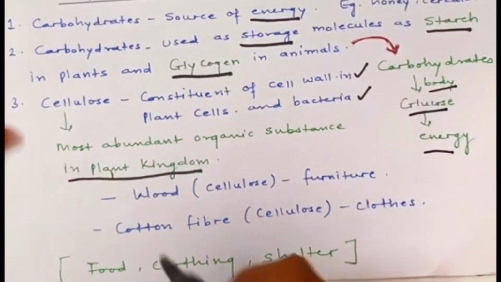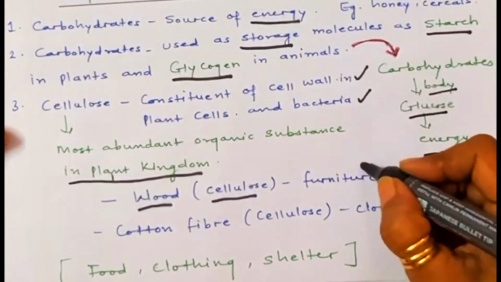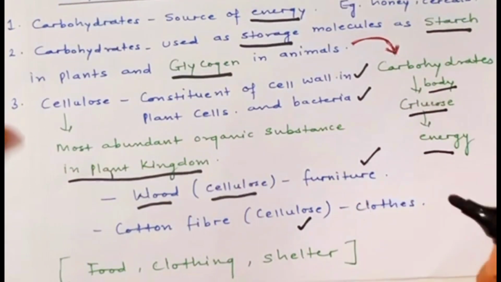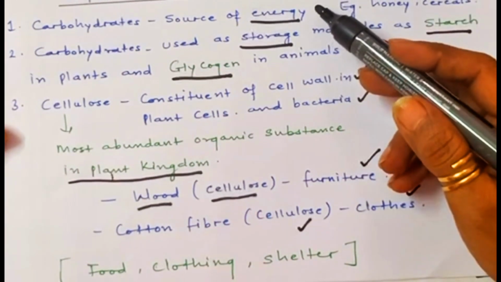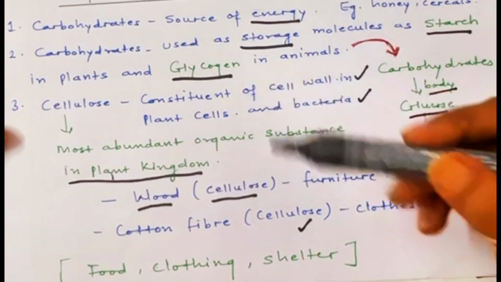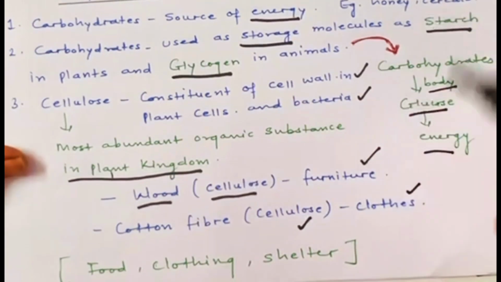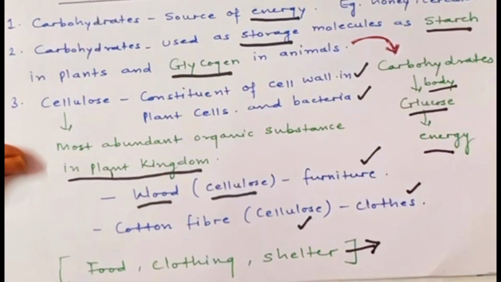Now wood is also cellulose, and it is used for making furniture. Cotton fiber is also a kind of cellulose, and it is used for making clothes. So when we say what is the function of carbohydrates, basically it will be as an energy source, or a food storage for plants, or again an energy supplier for animals. Then it is used for making furniture, and for making clothes. So basically in a small sentence we can say that carbohydrates are a source of food, clothing and shelter.